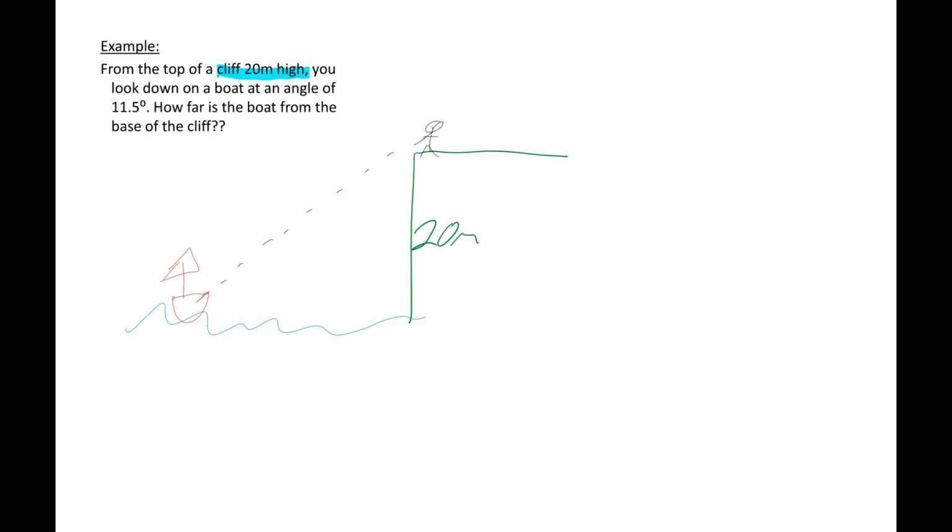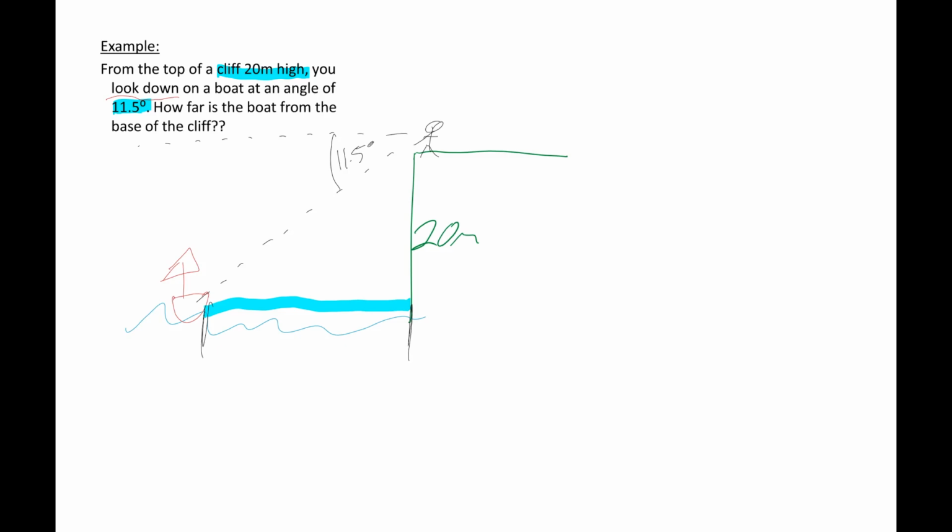Okay, and we need to find the distance here, how far it is away from the base of the cliff. Well, we get given a side, but we also get given this angle, and we have to put it in the right spot. So it says we look down on a boat, at an angle of 11.5 degrees. Well, that's an angle of depression, which means that from the horizontal, we're looking down 11.5 degrees here.